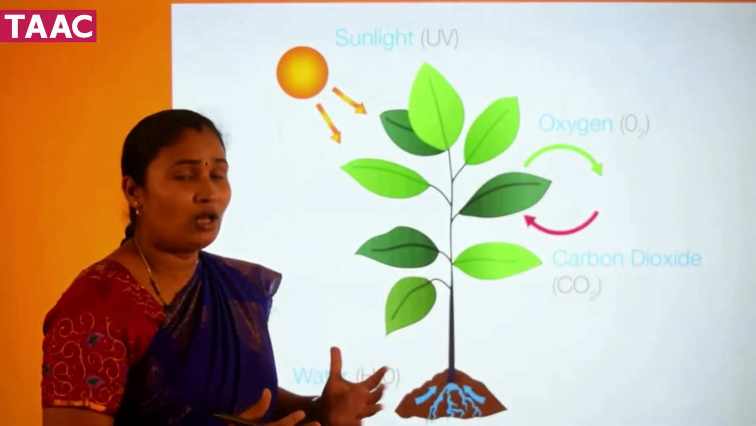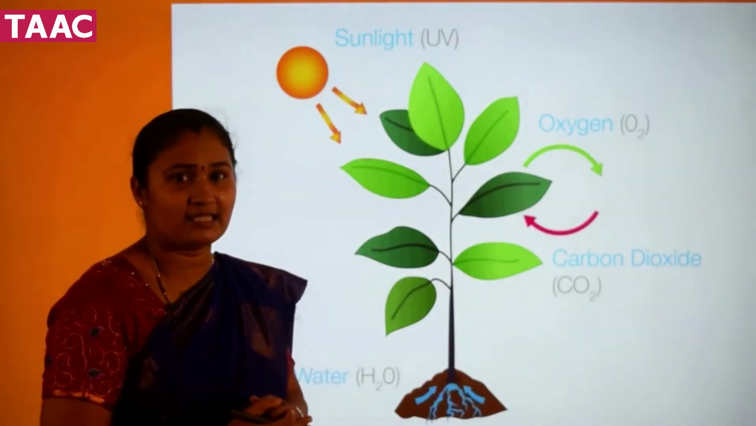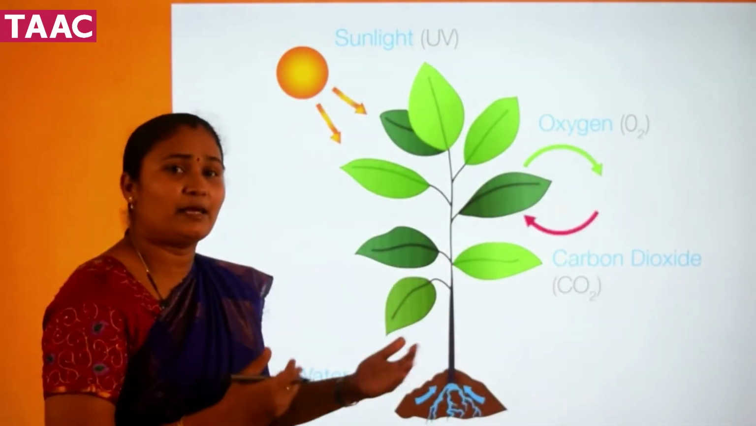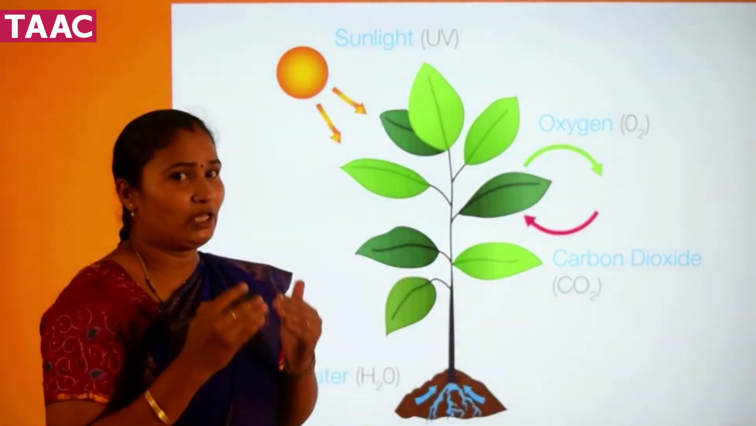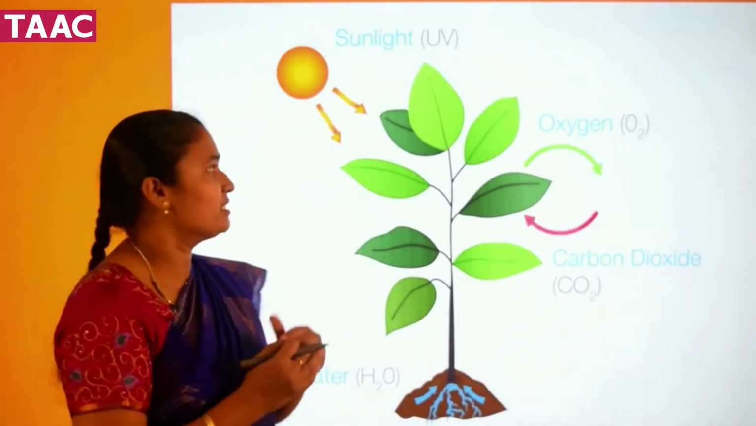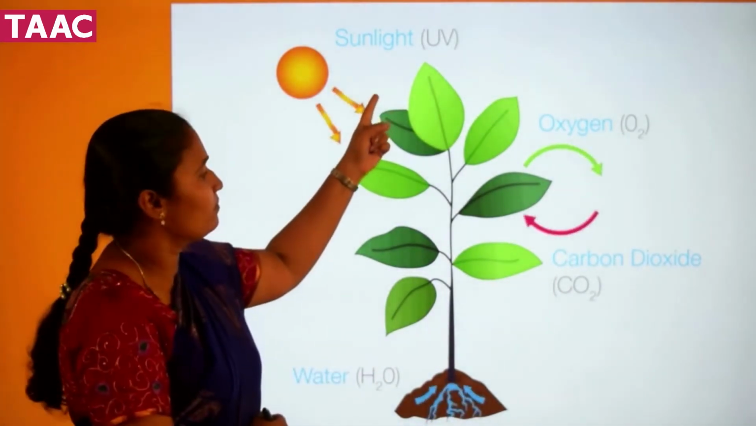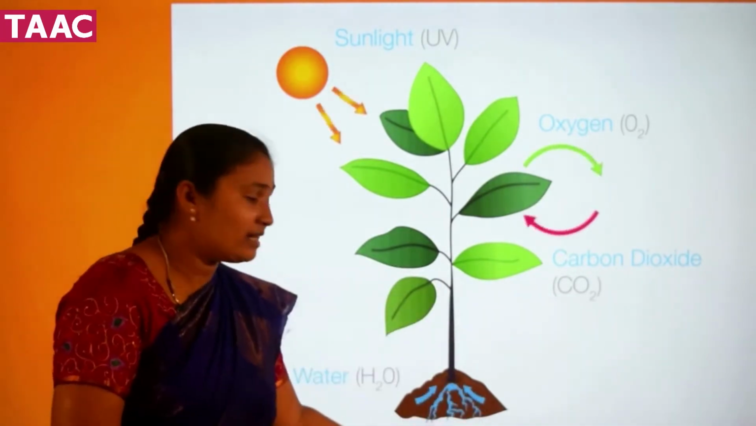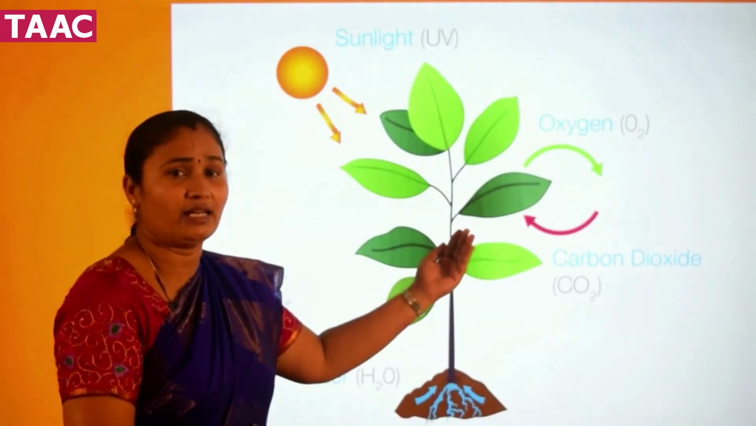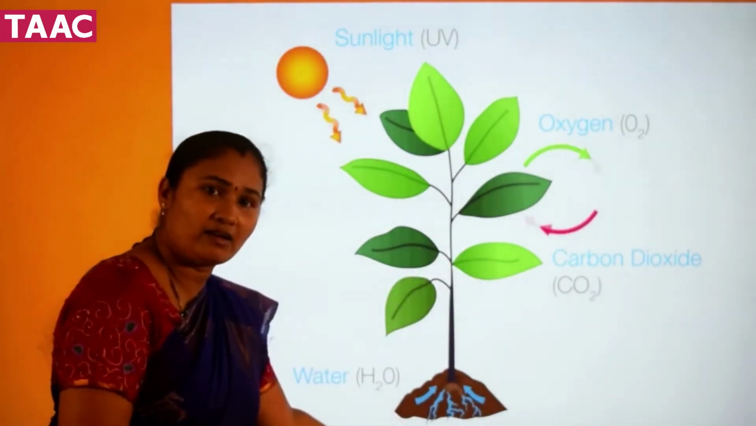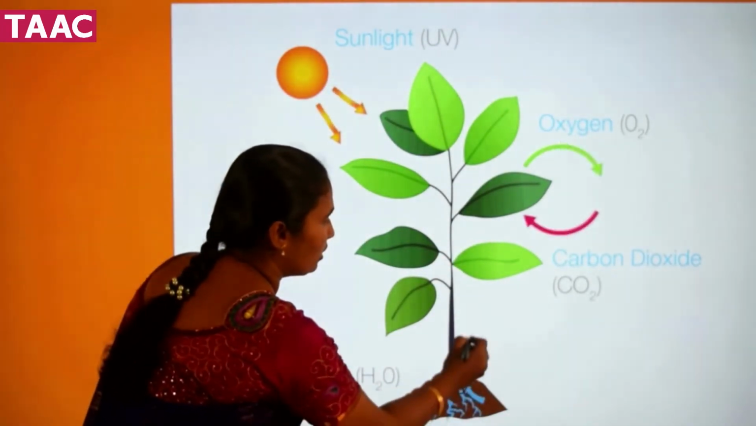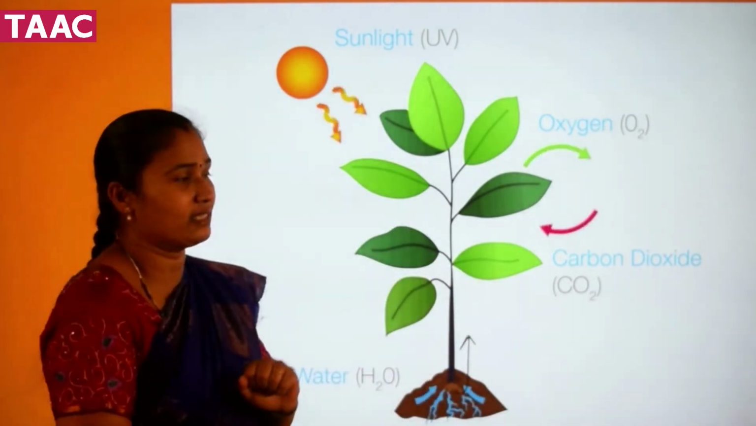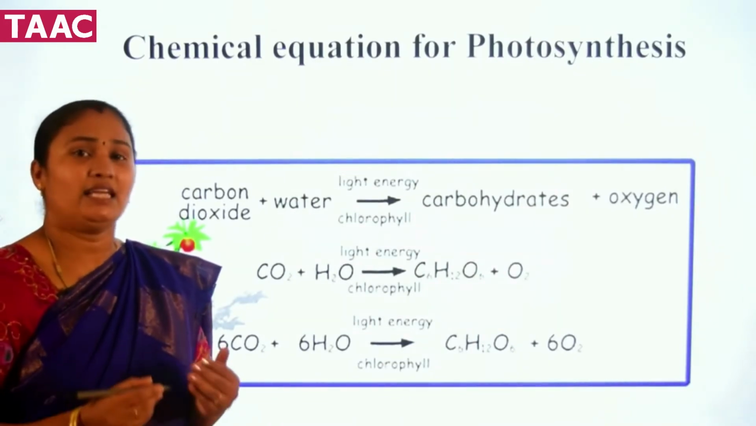Now, on the whole, what is photosynthesis? It is the process by which the plants make their own food by using several factors such as sunlight, carbon dioxide, water and minerals taken from the soil. This water and minerals enter through the root system and finally reach all parts of the plants. Let us learn the chemical equation for photosynthesis.